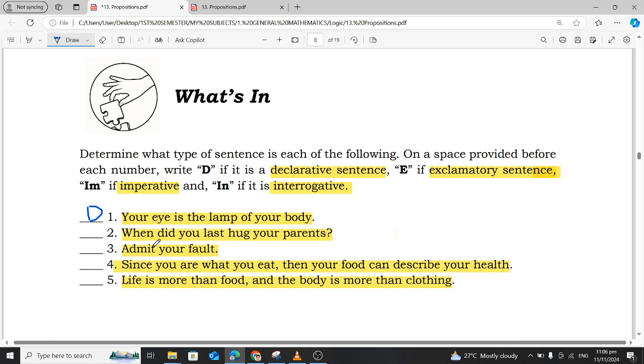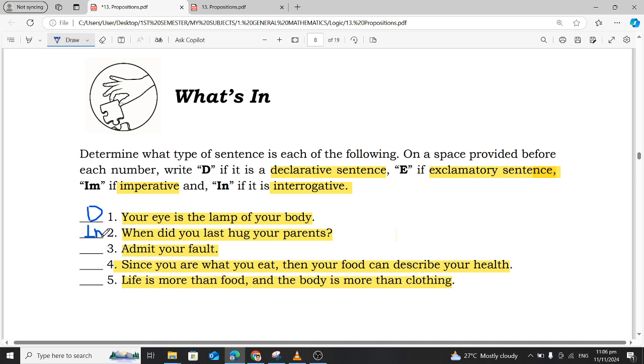Number 2. When did you last hug your parents? Is this sentence asking a question? Does this sentence end with a question mark? If so, then this is an interrogative sentence. IN.